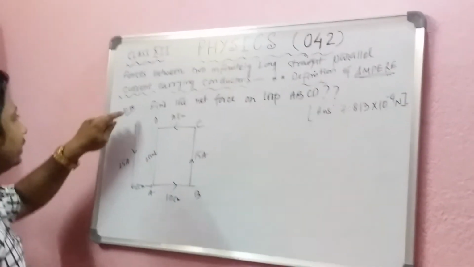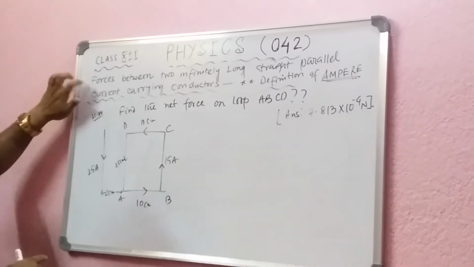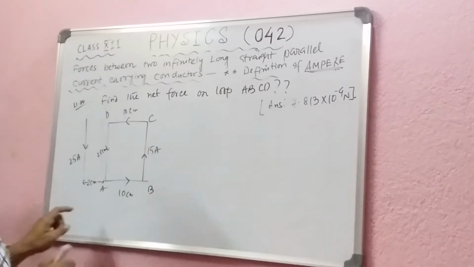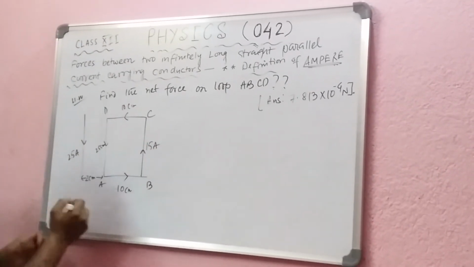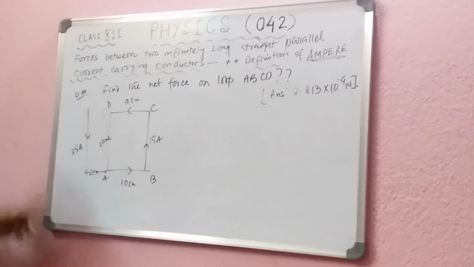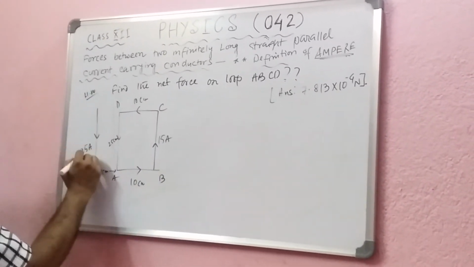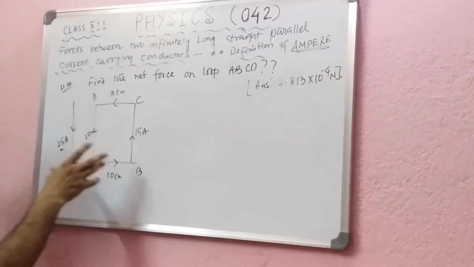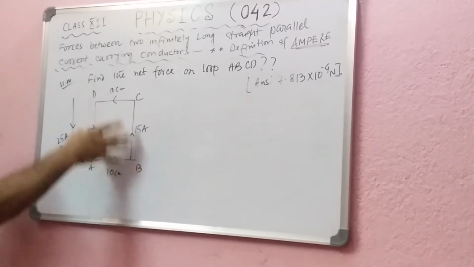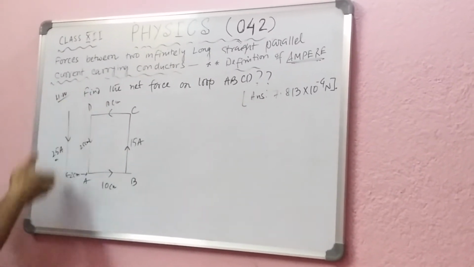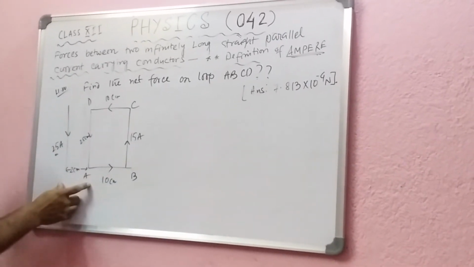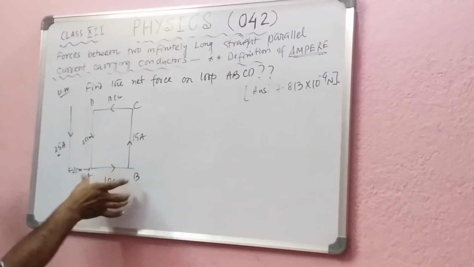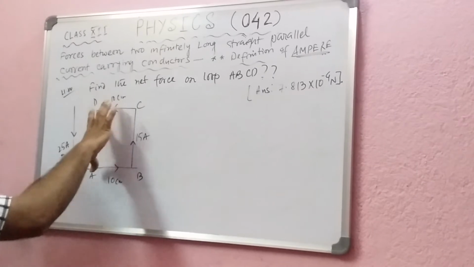Now students, please write this problem regarding this topic. Find the net force on loop ABCD. See, here is a rectangular loop ABCD placed in front of a long straight wire carrying current 25 ampere. And the loop also carrying current 15 ampere. Okay. The loop is placed 2 cm apart from this wire. It is a rectangular loop, 10 cm breadth and length 25 cm.